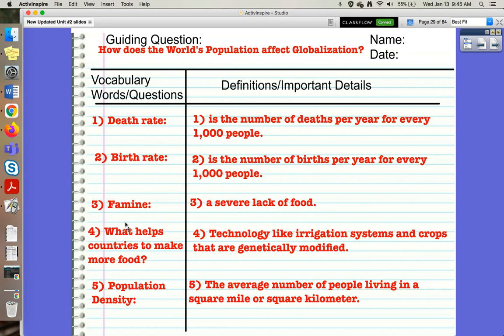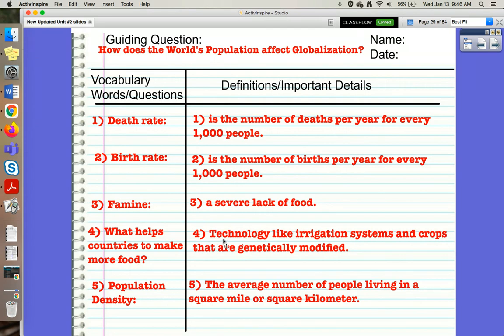Okay. Famine is a severe lack of food. So, not like your mom didn't buy the Cheetos that you love, but whole crops are wiped out or farms aren't producing what they need to be. A lot of times it's caused by something called drought, which means there's not enough rain or not enough water for those plants to grow. It could happen because of natural disaster, but it's just a severe lack of food. What helps countries to make food? Okay, and this is tied into population because we're humans, we need food to grow and be alive.